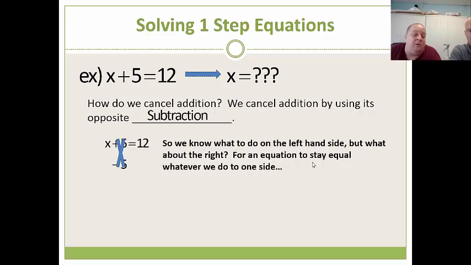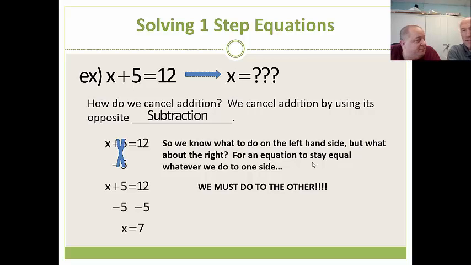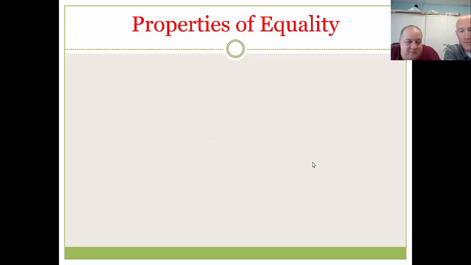We must do the same to the other side. Whatever we do on the left side, we've got to do on the right side to stay equal. Think of it like a balancing act. If we do something to one side, it goes way up, and then we've got to bring the other side to that level. That goes back to what makes it true: we've got to keep the sides balanced. And then, of course, we get 7, which some of you are probably thinking, yeah, I knew that an hour ago.